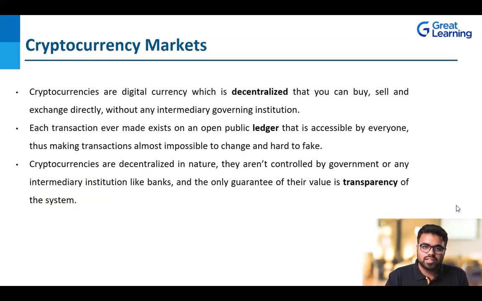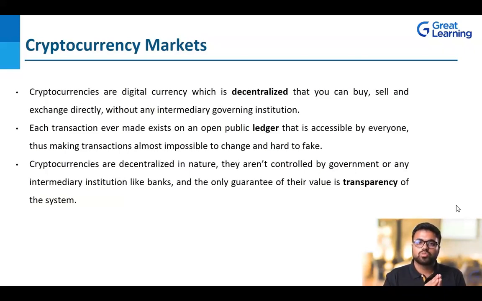Now, every transaction that ever exists is on an open ledger, right, which is accessible to anyone. In a centralized organization that is governing a particular thing, most of the things you and I would not be aware of. So that is why cryptocurrencies were born.